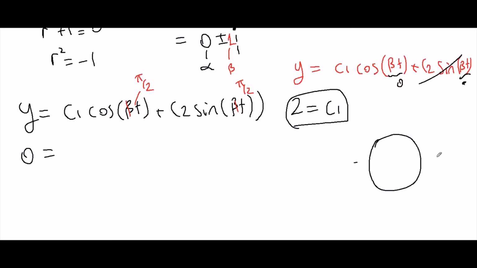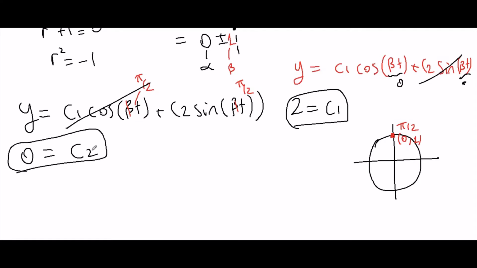Let's see on the unit circle, pi over 2 is here. So the cosine value here is 0, and the sine value here is 1. Because the cosine value is 0 there, this term is gone. The sine value is 1, so we're going to have just c2. Then our c2 is equal to 0.